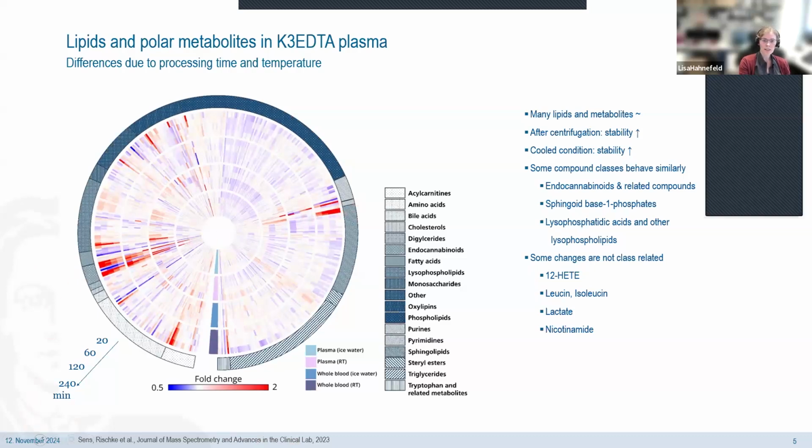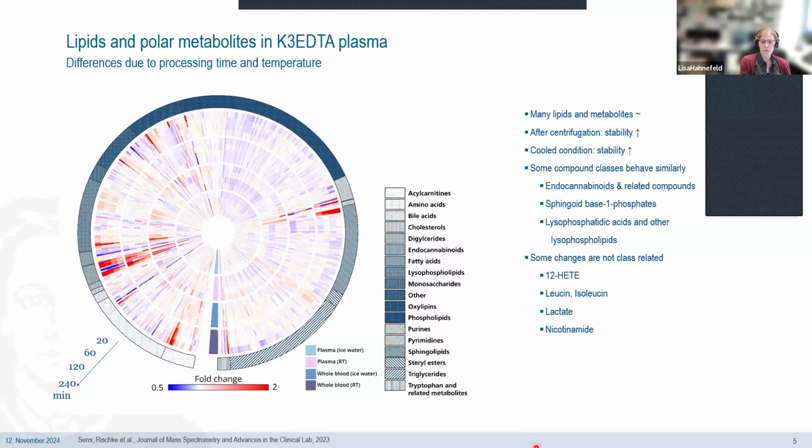Because like in many other areas, also in lipidomics, several compound lipids act in a lipid class-dependent manner. For example, the endocannabinoids, the sphingosine-1-phosphates, which I mentioned before, but also lysophosphatidic acids and other lysophospholipids. But to make it a little bit more complicated, there are also some compounds which act out of order. For example, 12-HETE is not stable, whereas other HETEs appear to be stable even at room temperature. And of course, there are also some other polar metabolites which fall out of this schema.